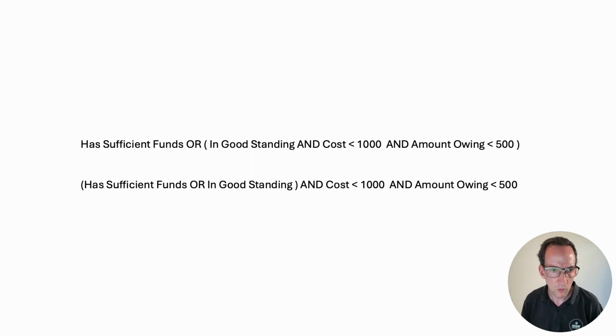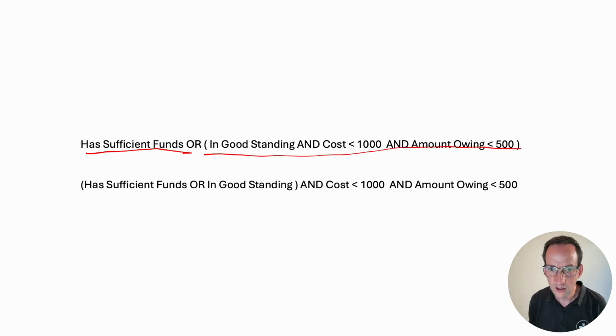So here we've got one where we're checking, has the user got sufficient funds, or, and then in brackets we've got this, whoa, one long expression there. We're checking here, are they in good standing, and is the cost of the item less than $1,000, and the amount that they owe is less than $500. So if we remember, and, that would mean these all have to be true.